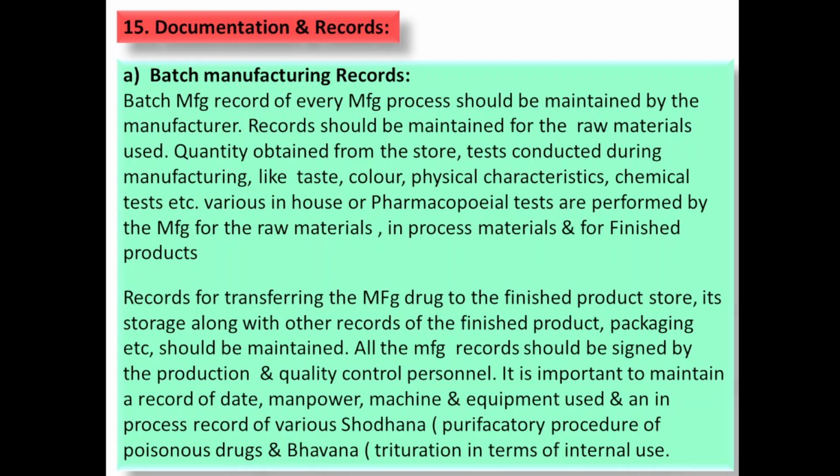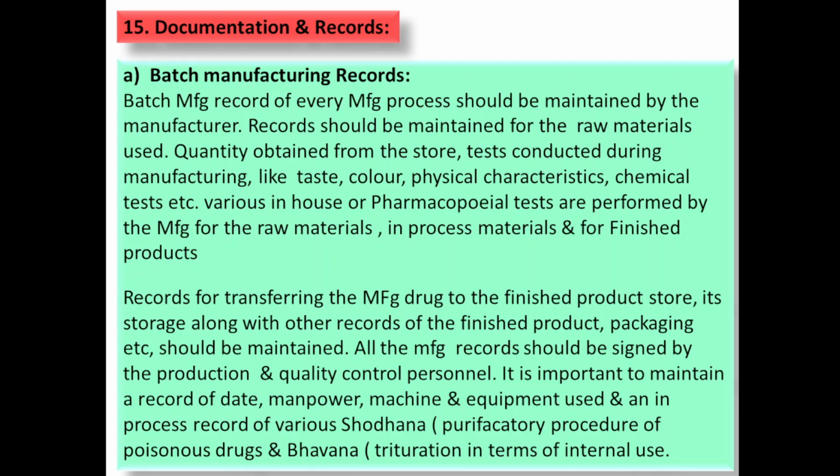It is important to maintain the record of date, manpower, machine, equipment used, and an in-process record of various procedures such as shodhana, the purificatory procedure for poisonous drugs. If poisonous drugs are used, then the purification procedure should be performed on the poisonous drug. And bhavana means trituration, in terms of internal use. All these processes should be performed, and records should be maintained for transferring the manufactured drug to the finished product store. It should be stored along with records of finished product, and packaging should be maintained.